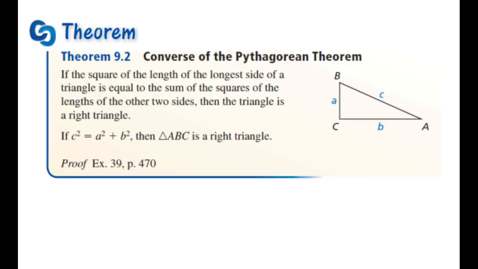So now here's our second learning target, using the converse of the Pythagorean theorem. The Pythagorean theorem told me that I know it's a right triangle, so then I can find my a, b, and c. So now here, if my c squared equals a squared plus b squared, then I know it's a right triangle. So here I'm going to be given some side lengths and asked, is this a right triangle? That's using the converse of the Pythagorean theorem.